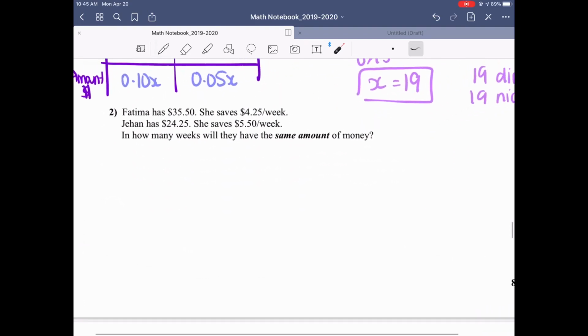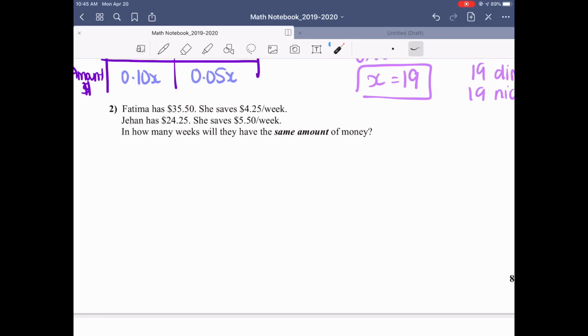Okay, let's look at another type of question. This is a type of question that deals with money, but it's not with coins specifically. So in this kind of question, it's about saving money. So here we have two people, Fatima and Jihan, and it talks about how much money that they're saving.